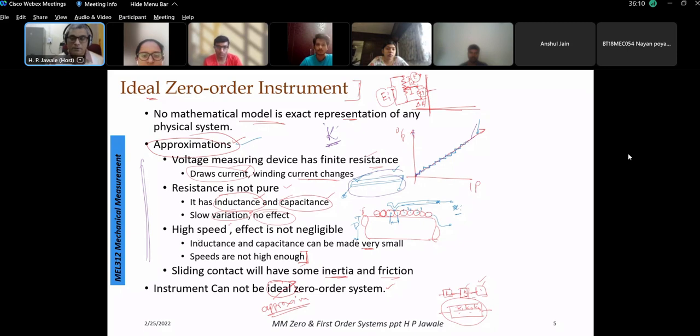So further information, this discussion is better given in the book of Doebelin. You can find it and go through it. For further references on the zero order system, especially the wire wound and the other kinds of resistances, or the linear and the angular measurement devices, you can refer to the book of Doebelin. Right. So let us move on.